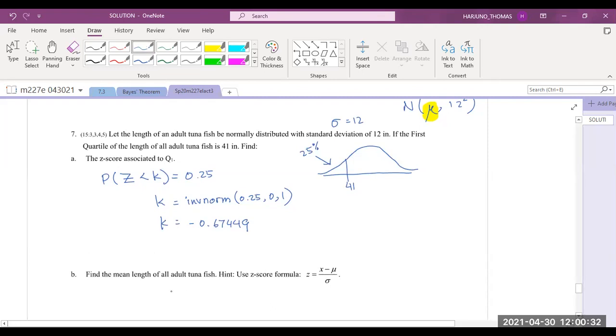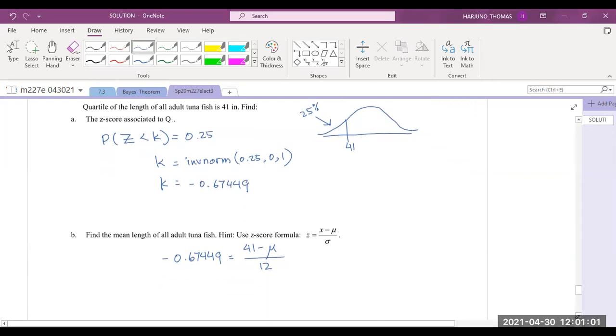The Z-score is negative 0.67449. That equals 41 minus mu over 12. The Z-score associated to that 41 is negative 0.67449, we computed in part A. Now, can you reverse engineer that to find the mu?